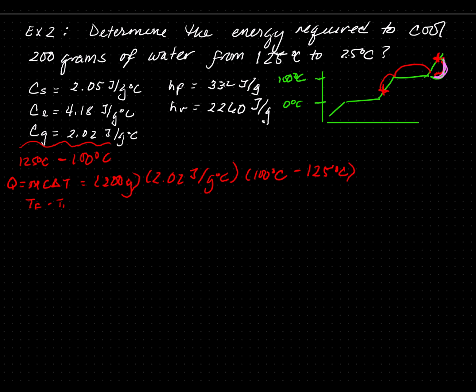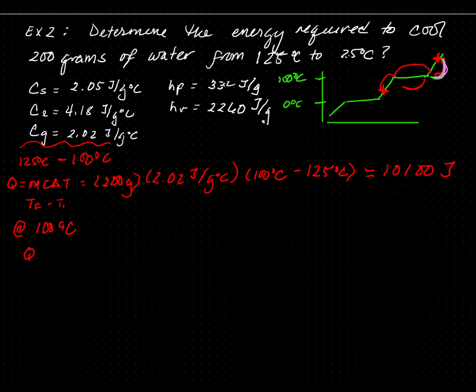If I'm cooling something, I have to release heat, so it's going to be an exothermic reaction. We do the parentheses work first, so it's 100 minus 125, which will give you a negative 25 times 2.02 times 200. This will equal negative 10100 joules. Next, we have to condense because we're right here. We are at 100 degrees Celsius. When we condense, there is no temperature change.